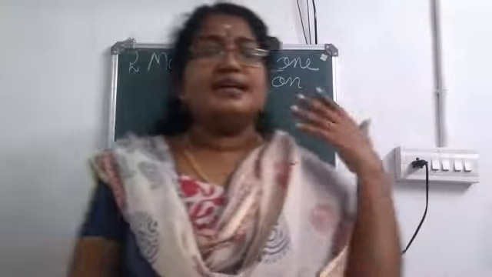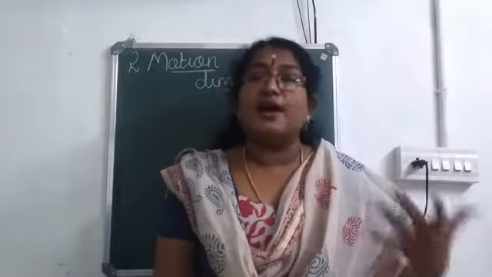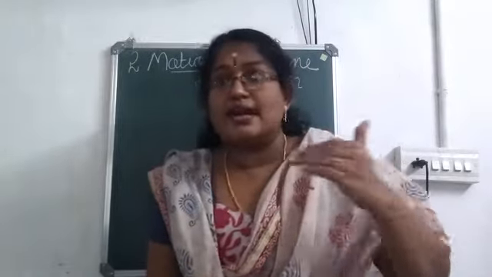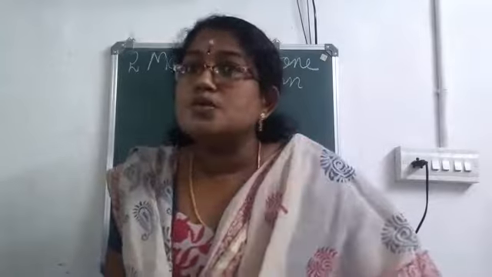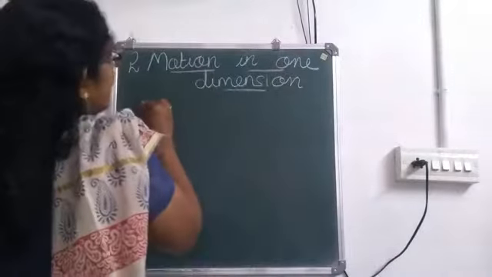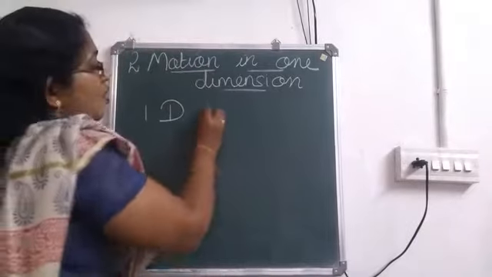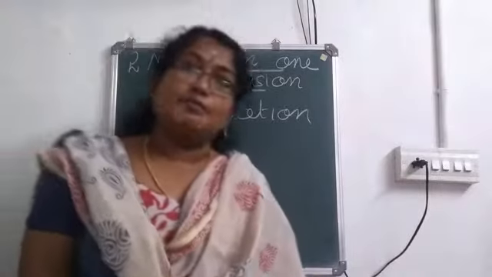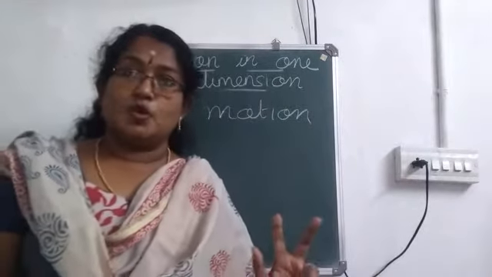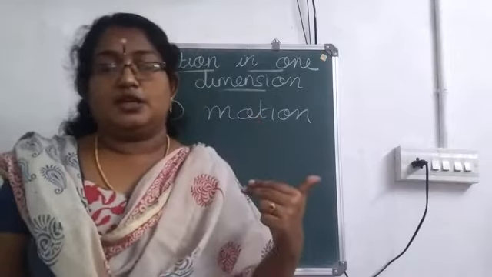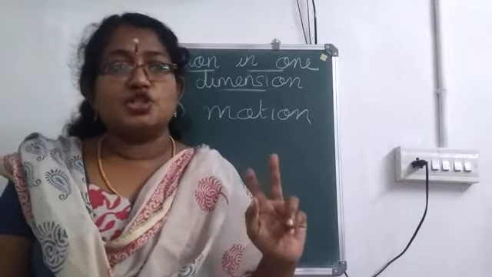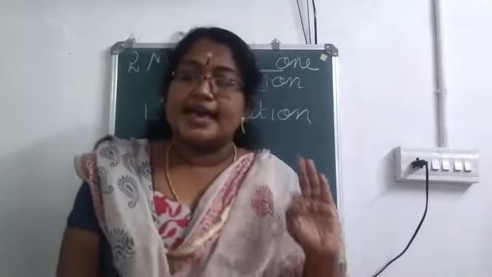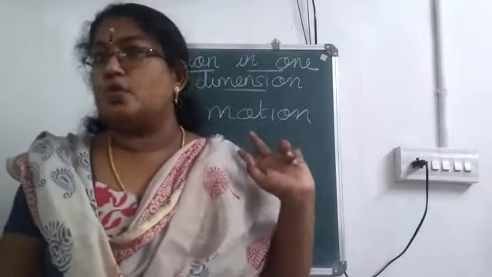Now, next is one dimension. So what do you mean by one-dimensional motion? If a body moves in a straight line, then you can say that it is one-dimensional or 1D motion. There is one more name, it can also be known as linear motion or rectilinear motion, okay? So what is one-dimensional motion?